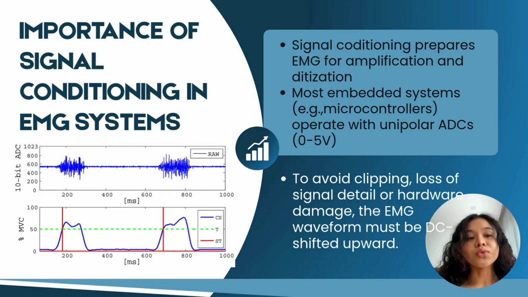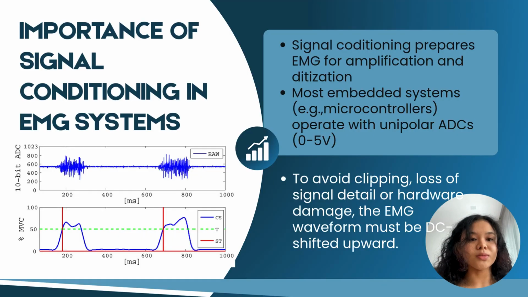Signal conditioning is very important in EMG systems. It readies EMG for digitization. First, it amplifies small signals with a gain of a multiple of 100 to a multiple of 1000 into the ADC's input range, so it converts from hundreds of millivolts to 1 volt. Second, it filters out noise below 20 Hz and above 500 Hz. Signal conditioning prepares EMG for amplification and digitization.